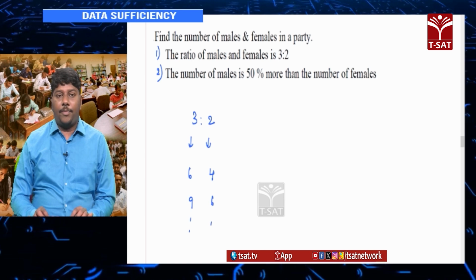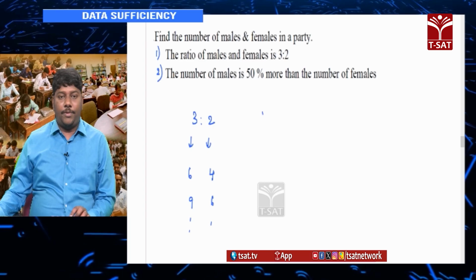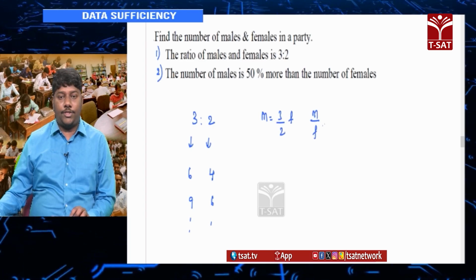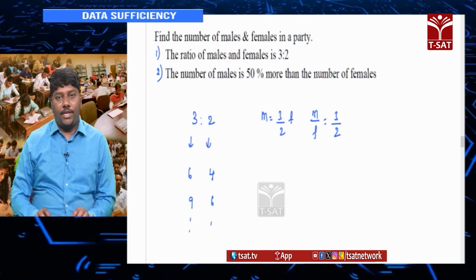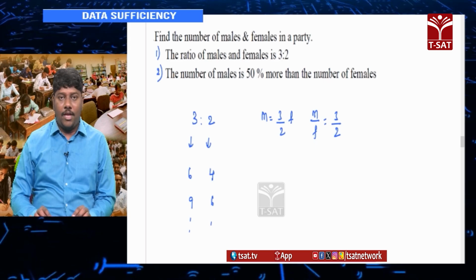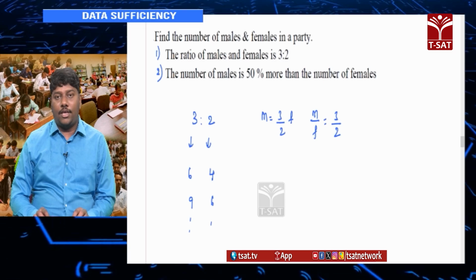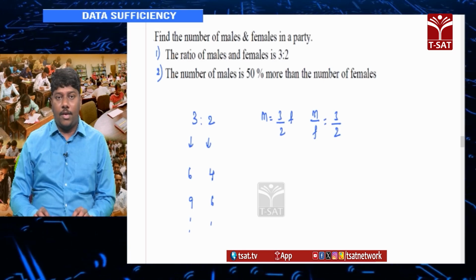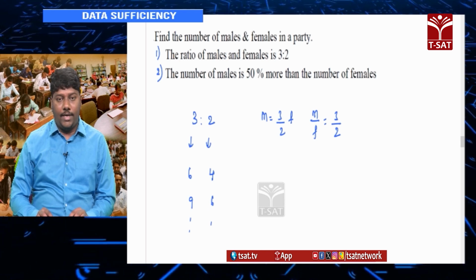Now look at the second statement. The number of males is 50% more than the number of females. Male is 50% more means 3/2 of female. Again here also he is giving you the ratio. Both statements are giving you the same data, and that too is not sufficient. Even after combining the data, you are unable to answer the given question. So what is your answer? Your answer is option E. Even after combining statements 1 and 2, you can't answer.